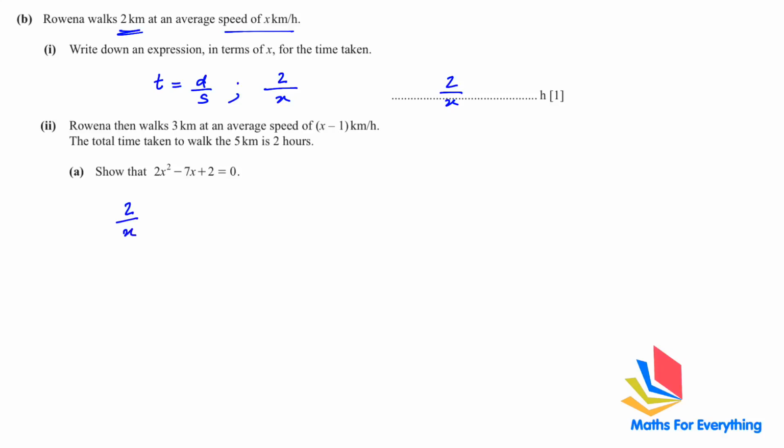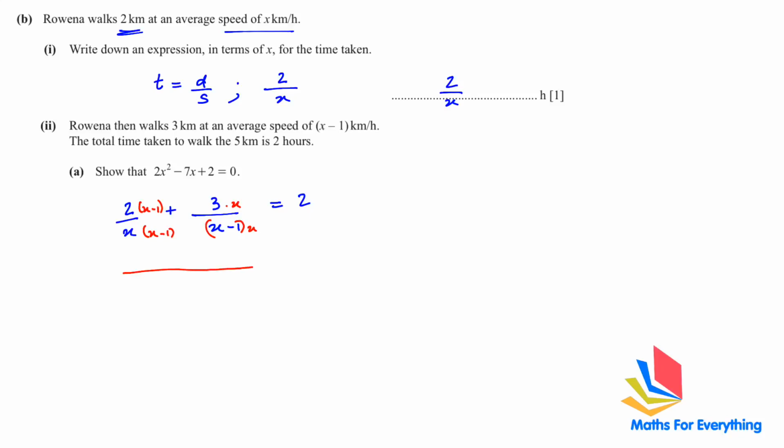First, the time taken is 2 over x. Then distance is 3 km and the speed is x minus 1. So 3 over x minus 1 is the time taken for the second part of the journey. And the total time is 2 hours. If you look at the equation that we have to form, there's nothing in the denominator. So first thing we will do is have a common fraction. I'll multiply by x minus 1 in the denominator and the numerator. And I'll multiply by x here and x in the numerator.